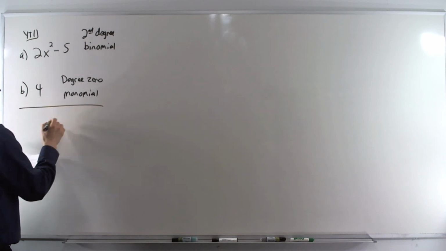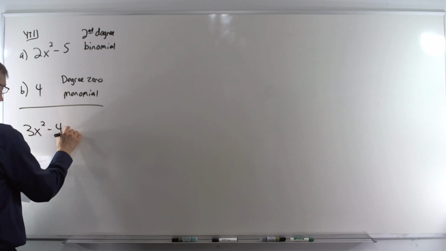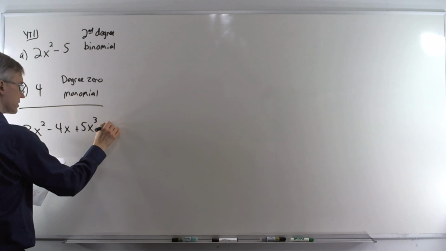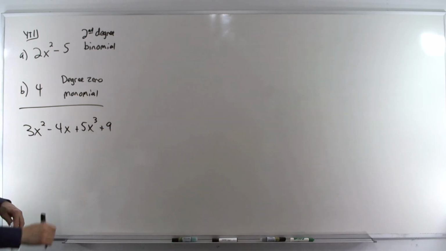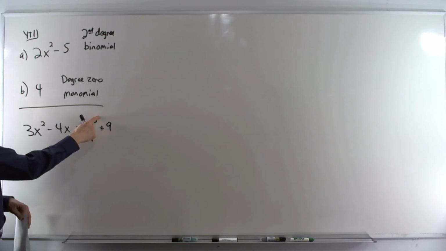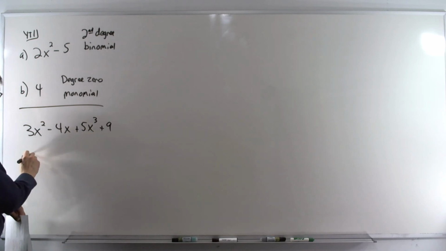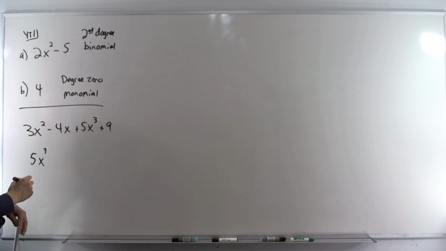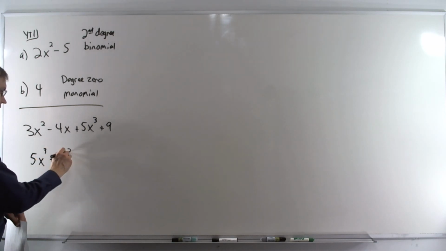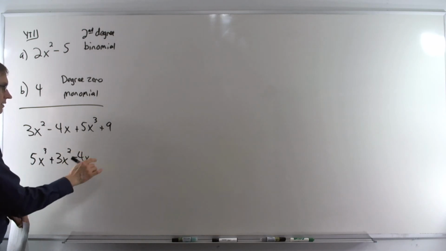Let's take a look at an example. We got 3x squared minus 4x plus 5x to the third plus 9. So looking at these four terms, I want to start with the highest degree term. All right, 3 is the biggest exponent, so the degree 3 term we'll start with is 5x to the third. Now we'll find the next highest degree. That'd be 3x squared, so plus 3x squared. Next highest is 1, so minus 4x. And then last we have the constant 9.